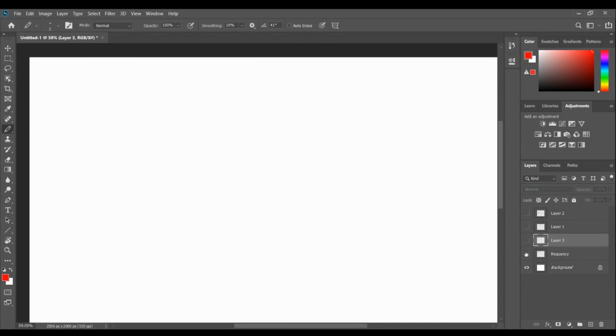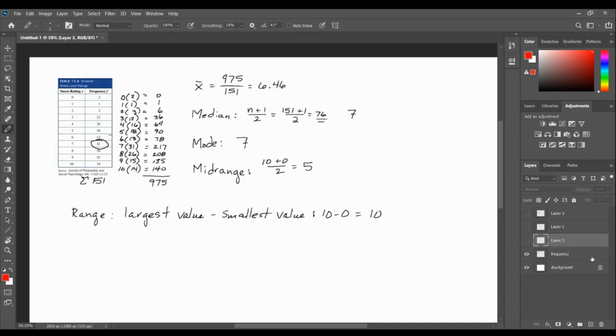Okay, another thing we talked about was calculating the range. That is also a way to calculate the dispersion of the data, how spread out they are. So you take the largest value minus the smallest value, and that gives you the range. In this data set, which is a grouped frequency curve, we see that the range is 10.